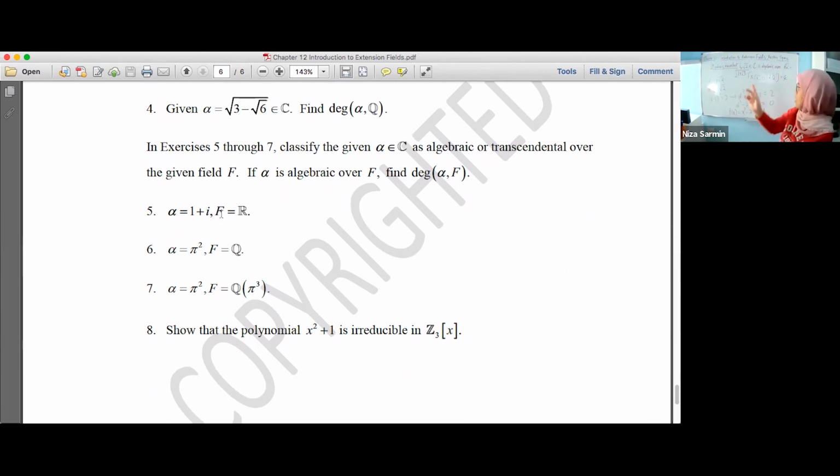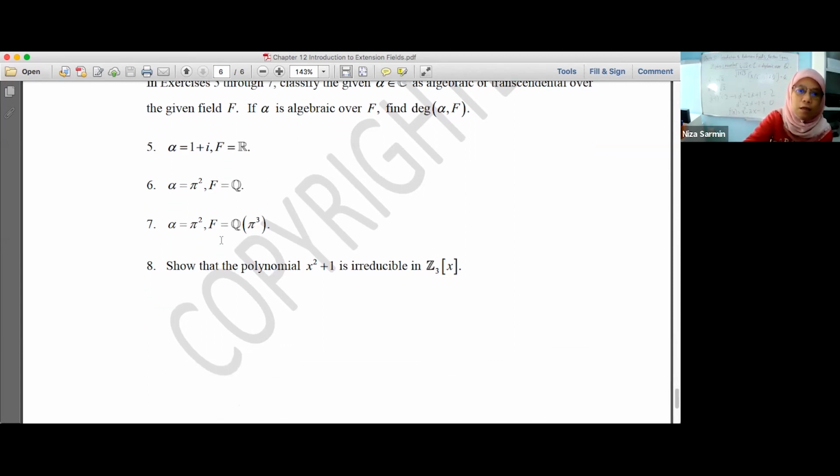So you have to do like what I did here just now, whether you can find the polynomial or not, until the coefficients are in F, right? If you cannot find it, meaning it's transcendental. If you can find it, it's algebraic, right? And show that this is irreducible, meaning this is over Z3, okay? The polynomial is reducible if you can factor or there is a zero. So in this case, Z3 has only 3 elements, 0, 1, 2. If you plug in 0, you get 1, right? You plug in 1, you get 2. You plug in 2, you get 5, which is 2. So you will never get a 0 in Z3. So that is how you show the polynomial is irreducible. Because you cannot find any zero, you cannot factor. Yeah, that's reducible and irreducible.